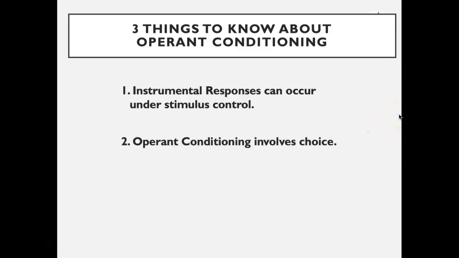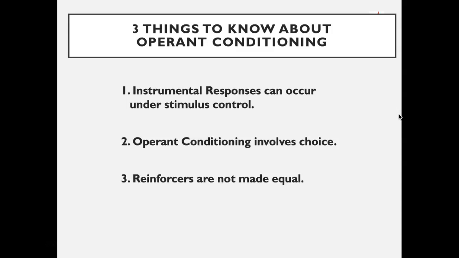Second, operant conditioning involves choice. This is a big differentiating factor between classical conditioning and operant conditioning. Classical conditioning doesn't really involve choice. It's kind of a low level of awareness. We're building associations, right? But operant conditioning involves choice because you're making a choice to do something based on its consequences. You don't necessarily have to do what is expected of you.